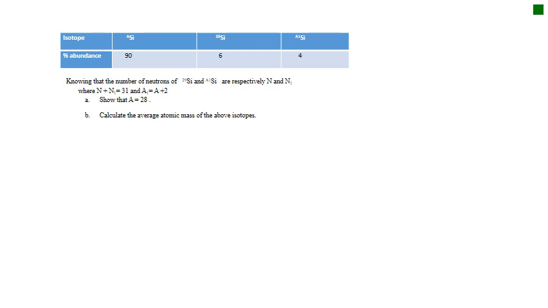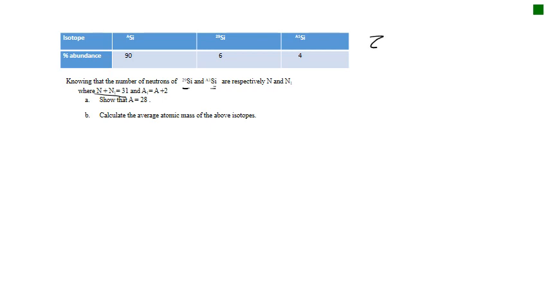Silicon exists in nature as a mixture of three isotopes, which are given in this table, but the mass number of the first isotope and the mass number of the third isotope are unknown. To calculate A and A1, which are the mass number of Si with percentage 90% and the mass number of Si with percentage 4%, we have two relations. N plus N1 equals 31. What does this relation mean? N is the number of neutrons of Si with mass number A, and N1 is the number of neutrons of Si with mass number A1.